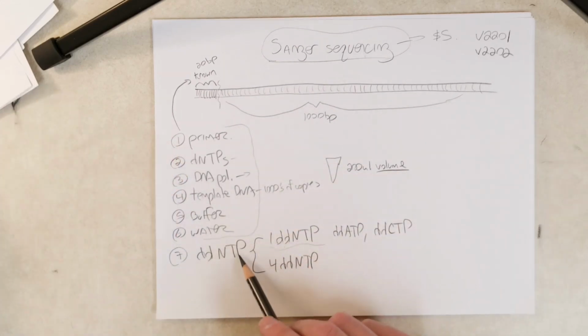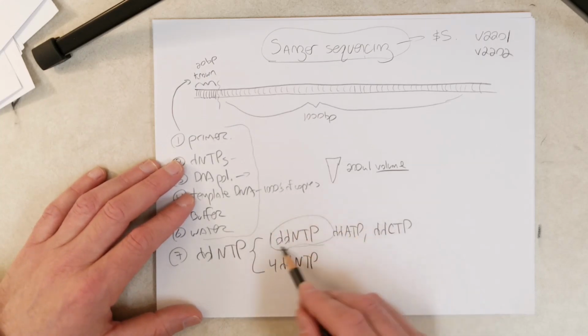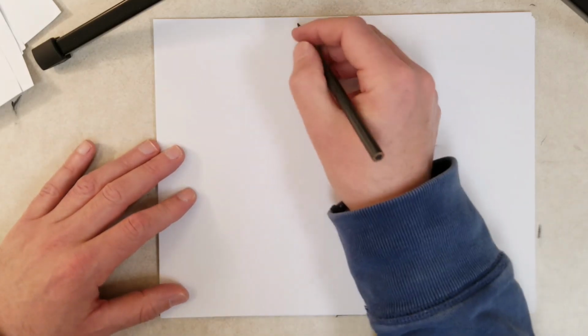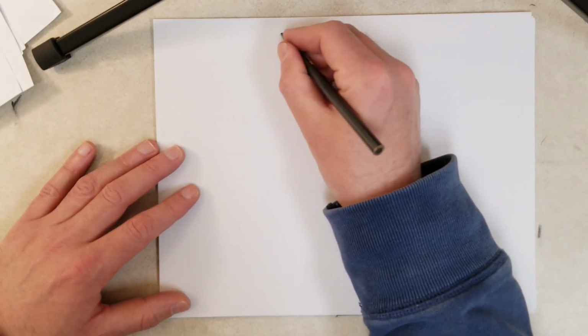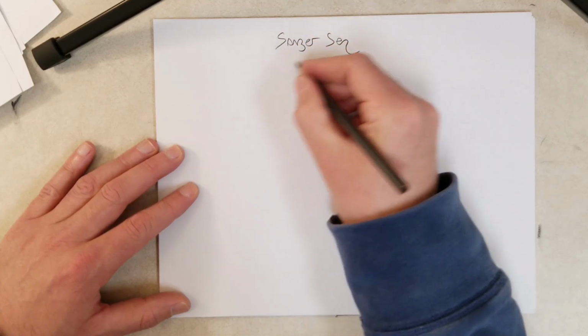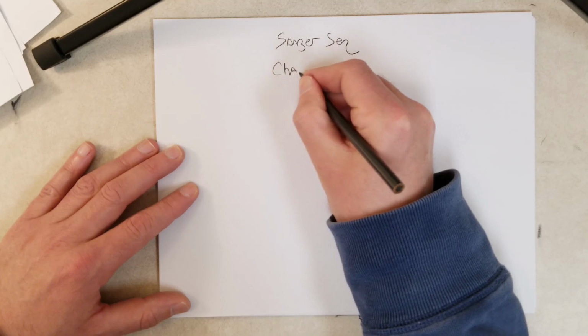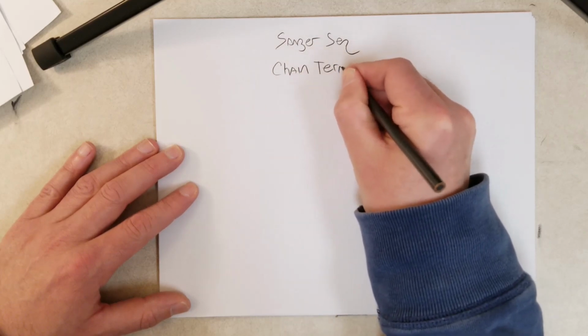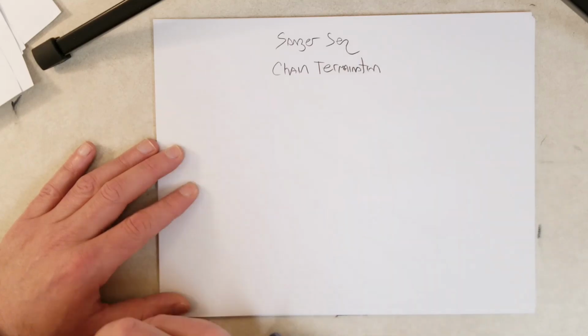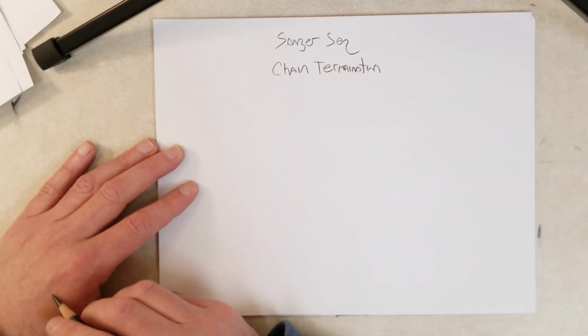If you did watch some of the videos in Lecture 21, you know what dNTPs are. But let me just go over those briefly, just in case you don't remember. Sanger sequencing is a form of chain termination based sequencing. And ddNTPs are chain terminators.